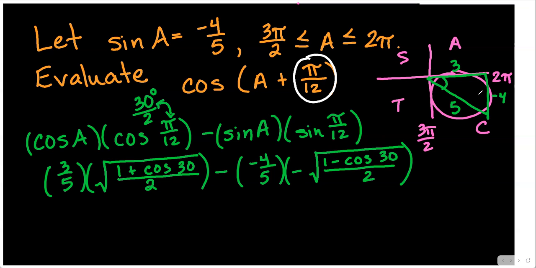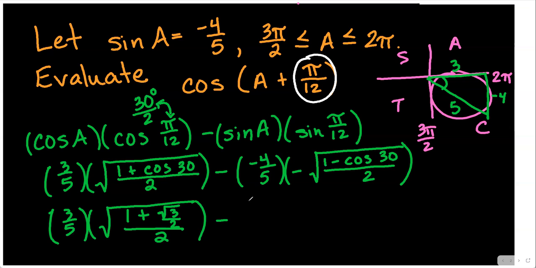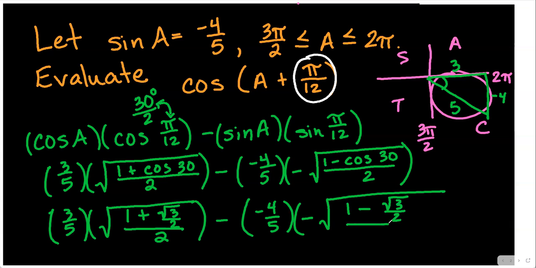And now we're going to have to just try and work this out a little bit. So this is 3/5. This is the square root of 1 plus cosine 30, which is square root 3 over 2, and we're going to divide that by 2. And -4/5 minus the square root of 1 minus square root 3 over 2, all over 2. So we're going to try and simplify that a little bit by plugging it into a calculator, and we can come up with our final solution based on that.